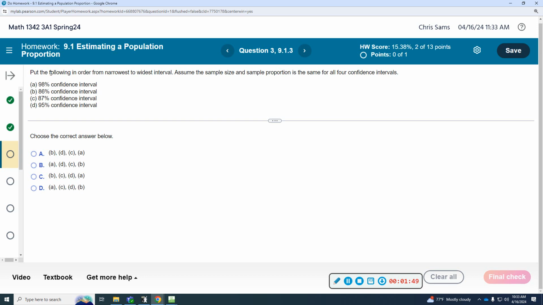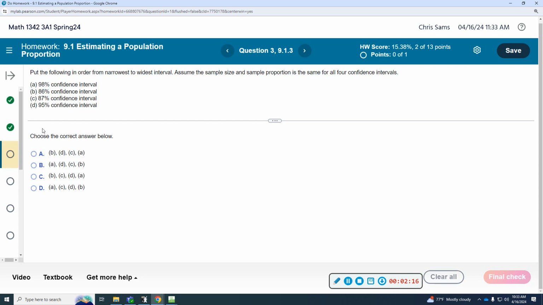Number 3, we want to put the following in order from narrowest to widest. Assume the sample size and sample proportion are the same for all 4 confidence intervals. Okay, so if we fix those 2 parameters, we saw in the reading that the higher the level of confidence, the wider the interval is, the bigger the interval gets. So the smaller ones are going to be narrow, and then the bigger ones are going to be wide.